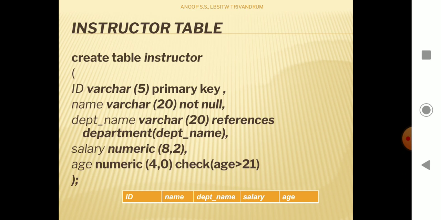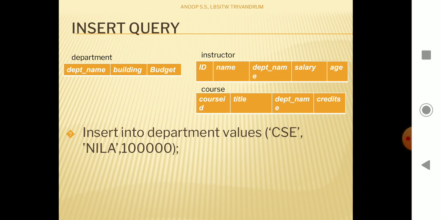A lot of integrity constraints have been mentioned here also, where the ID is a primary key, the name cannot be null, the department name is a foreign key, with no integrity constraints other than the data type. Age has a check constraint, which has to be greater than 21. So this is the table that we are going to talk about. Currently there are no values in the tables.